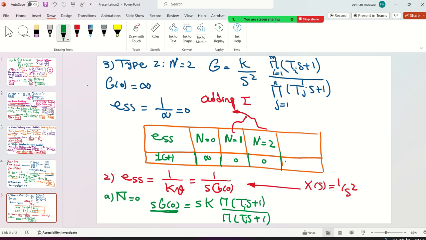So how much is this going to be? This is going to be 0, that's right, because S is 0. So ESS is going to be 1 over 0, which is infinity. You have a large error signal. You have no integrator.